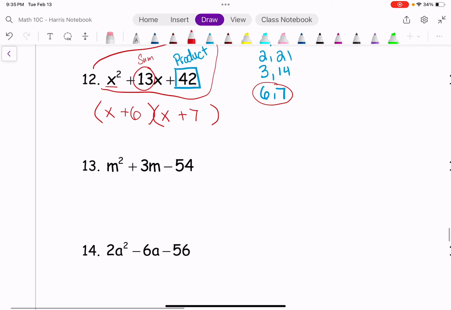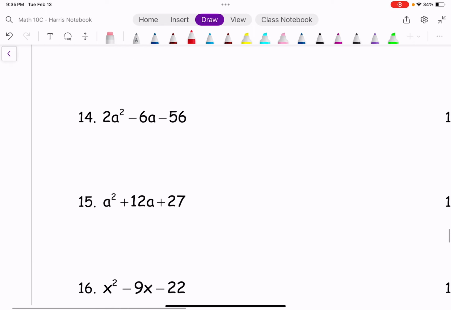I'm going to do one more that doesn't have a leading coefficient of 1. This one has a leading coefficient of 2, so everything can be divided by 2. I'm going to pull that 2 out and I'll write what I have left. So I have a squared minus 3a, and 56 divided by 2 is 28, so I have negative 28. Because I pulled this GCF out, I'm just going to let it hang out here for a bit, and I'm going to factor what's inside the brackets.